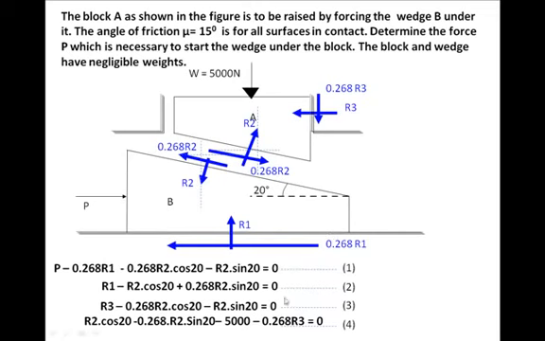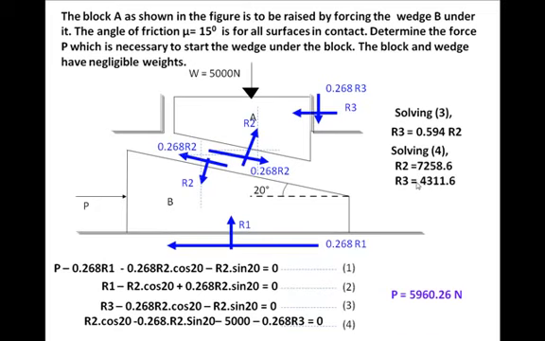Now by solving all these four equations, we'll get P. See, solving equation 3, we get a relation between R3 and R2. Using that and solving equation 4, we will get the values of R2 and R3. Then solving equation 2 and substituting R2 and R3, you will get R1, and using R1 and R2 in equation 1, we'll get P, the final answer which was needed.